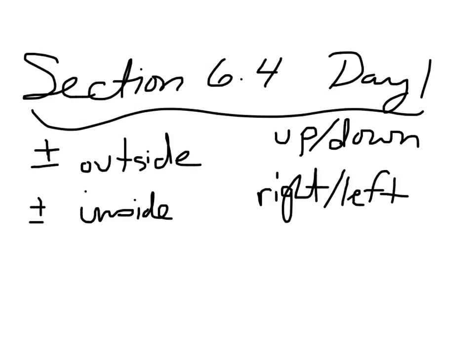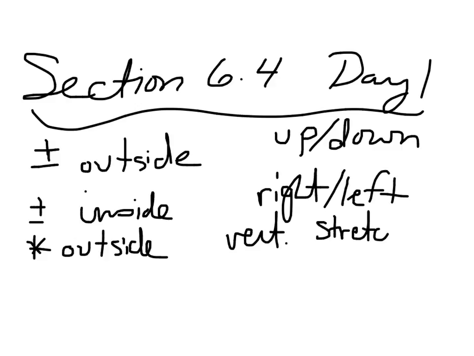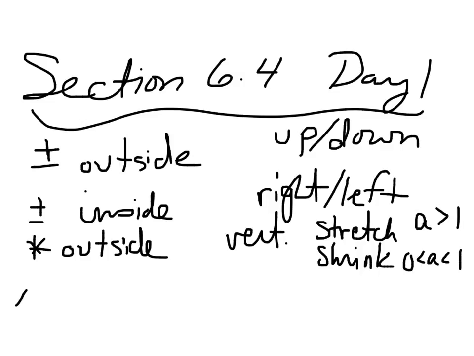What about multiply outside? What does that do? Vertical, either stretch or shrink. How do you know which one's which? If it's outside, but what is the stretch or shrink? How do you determine if it's stretch or shrink? A is greater than 1 when it's a stretch, and A is between 0 and 1 for a shrink. Good. No, you're almost there.